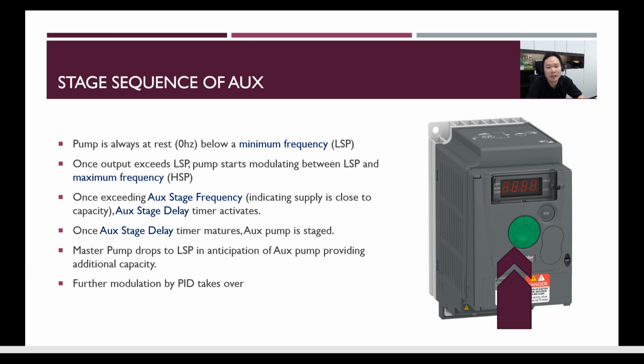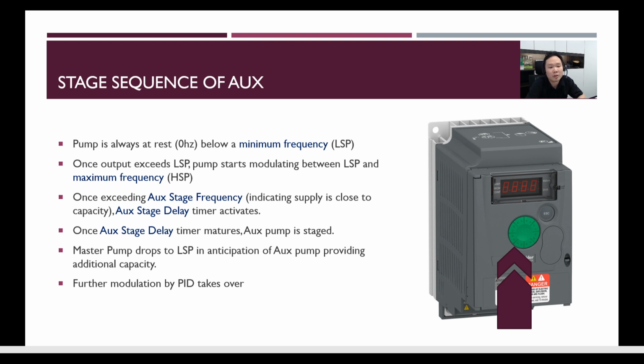This minimum frequency is set to prevent the pump from running at a very low speed, which doesn't contribute much, is not efficient, and is bad for the motor. Okay, so it's either zero or minimum frequency. It limits how low the pump can go. Once the PID algorithm commands the pump to run more than the LSP, the pump starts modulating between LSP and maximum frequency HSP, which in most cases is 50 Hertz in Malaysia.